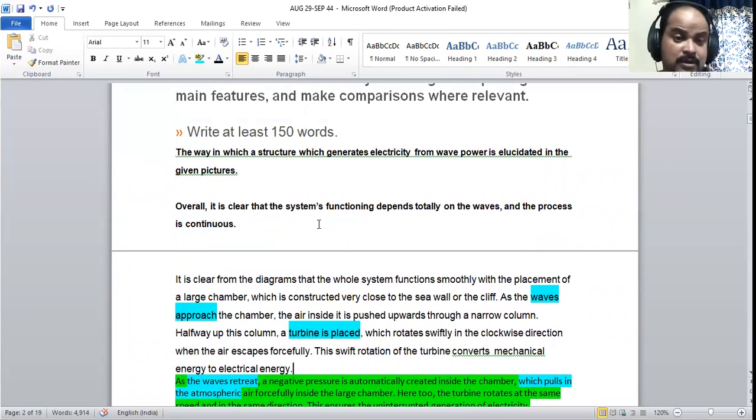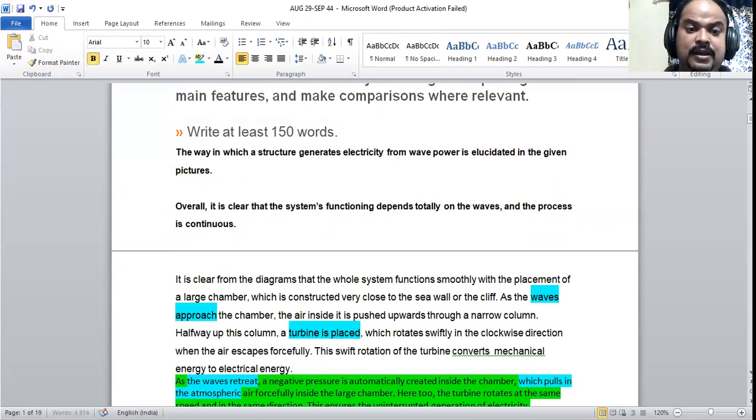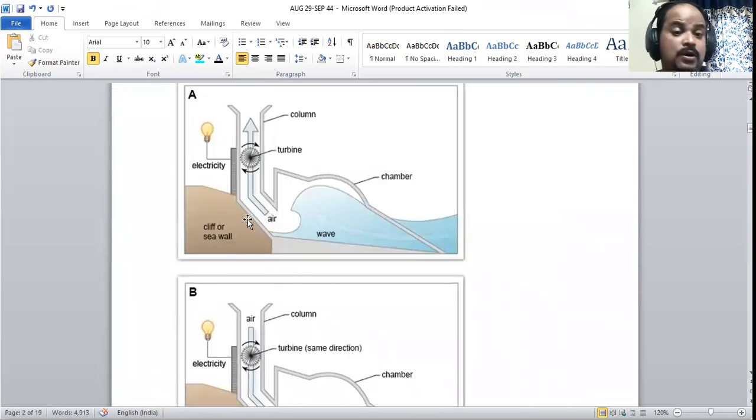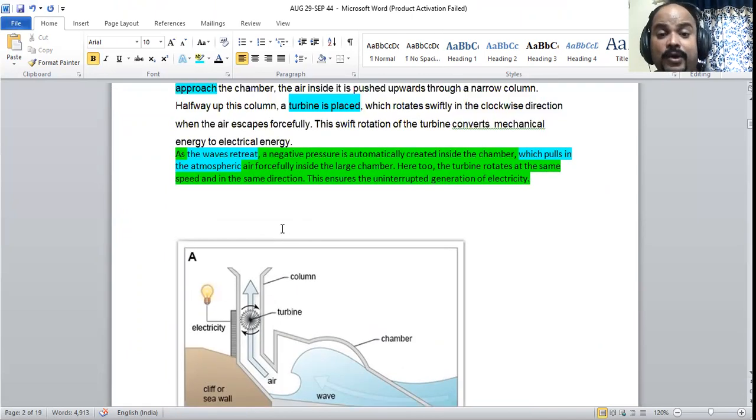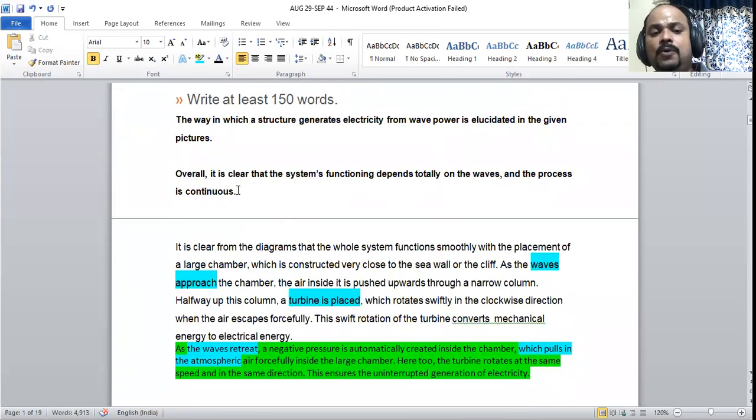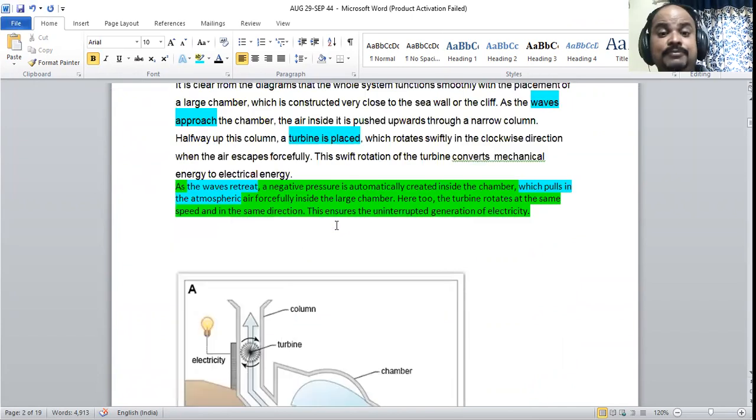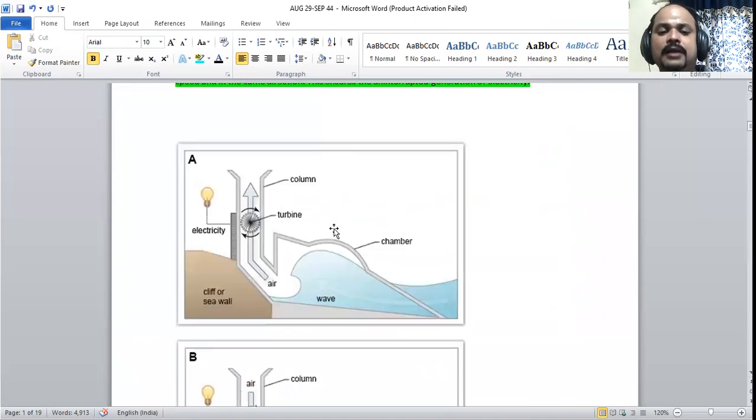The way in which a structure generates electricity from wave power is elucidated in the given pictures. So you can see how electricity is generated from wave power. Overall, it is clear that the system's functioning depends totally on the waves. And the process is continuous. The process is not stopping. Whenever the waves are approaching the sea cliff, the electricity is generated.